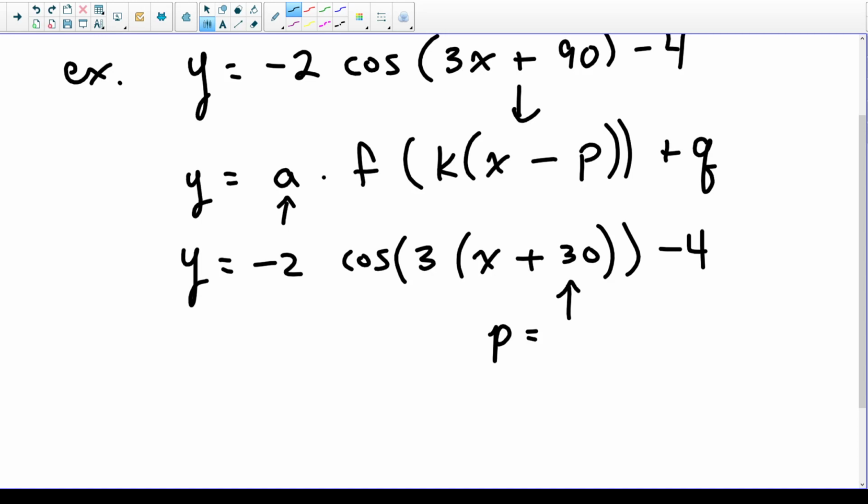What value did I substitute in for P to end up with plus 30 in that bracket? Yes, but let's say I asked you to substitute numbers into the equation to replace A, K, P, and Q. What number would you have substituted into P to get x plus 30 in that bracket?